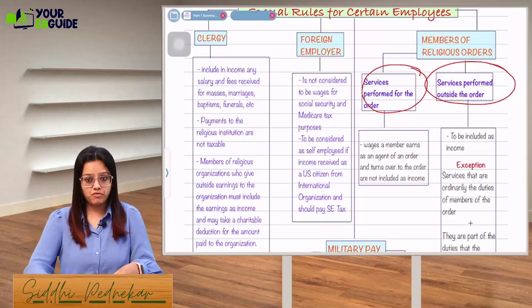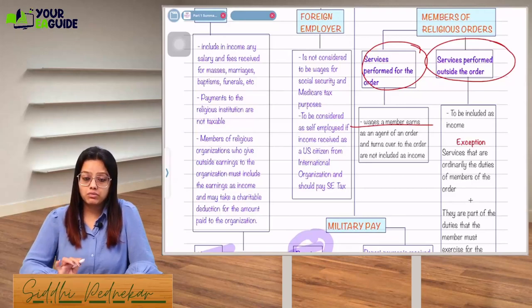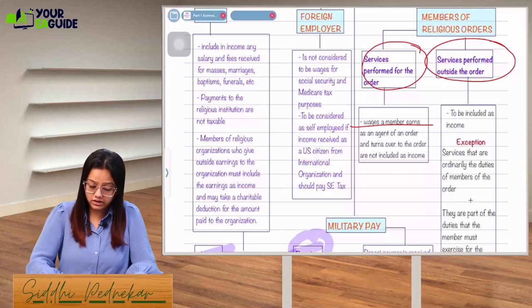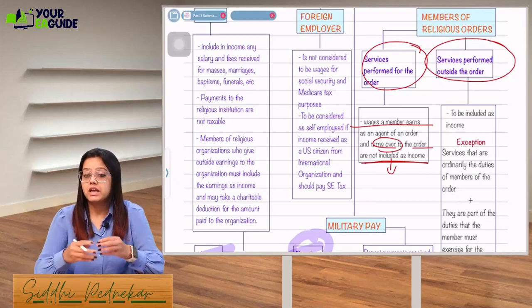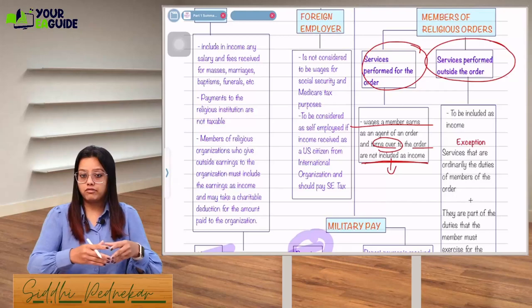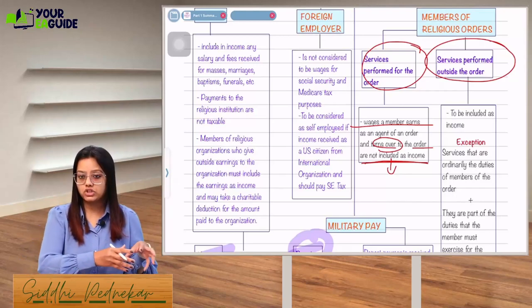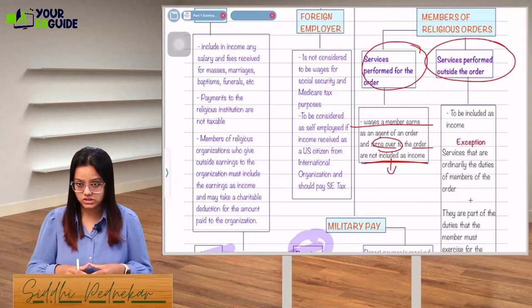If the services are performed for the order, then it will be included as wages. What a member earns as an agent for an order and turns over to the order is not included in the income. Means if you are performing the services based on the order of the church, and whatever income you earn, the whole income is given back to the church, it will not be included in the wages, okay.